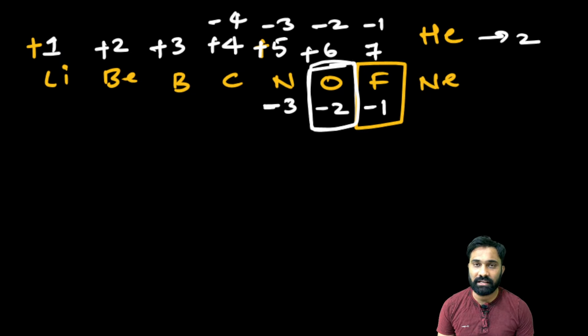In the rest of the cases it is having -1, +1. How it is having that, I will tell you. In the halogens it will show -1 as well as +1, but fluorine will show only the -1 oxidation number. I hope it is clear for you.